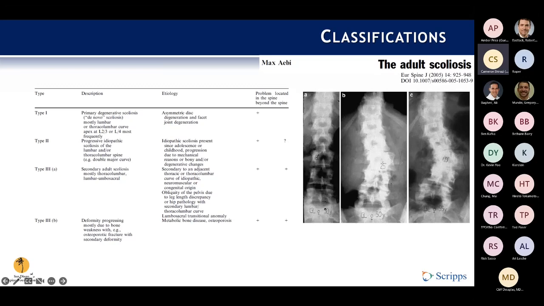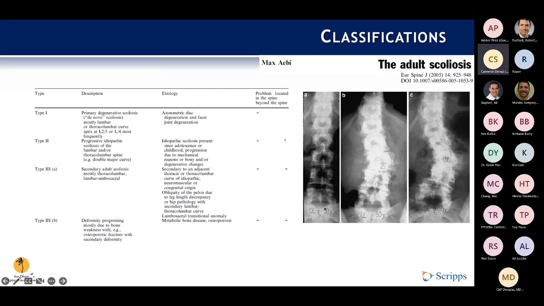Type 2 curves are progressive idiopathic scoliosis that has been present since adolescence or childhood. Sagittal deformity was almost always present, and then a flat back syndrome with loss of physiological lordosis resulted in kyphosis as well in some of these patients. And then type 3 is secondary degenerative scoliosis, which is usually in the thoracolumbar or lumbar segments, and can occur from either within the spine or outside the spine. It's a result of idiopathic, congenital or neuromuscular conditions that result in a lumbosacral anomaly in this subset of patients. And then 3B is due to bone weakness, such as metabolic bone diseases and osteoporosis.